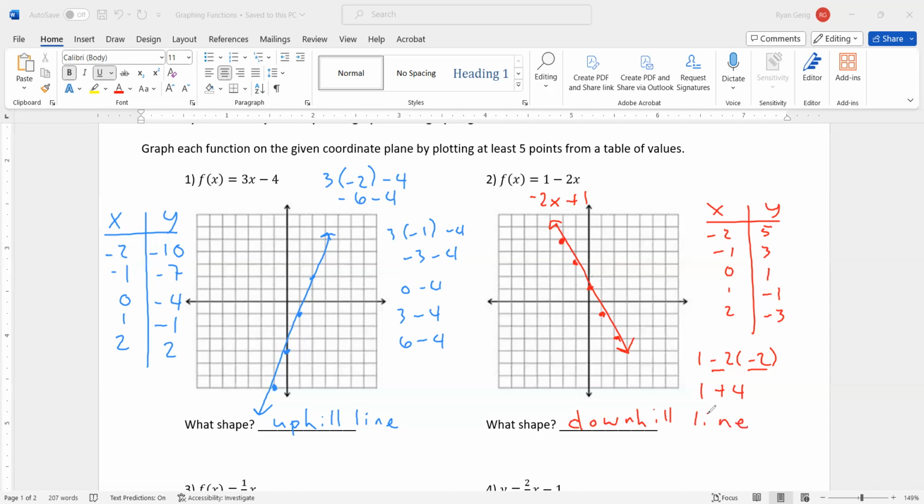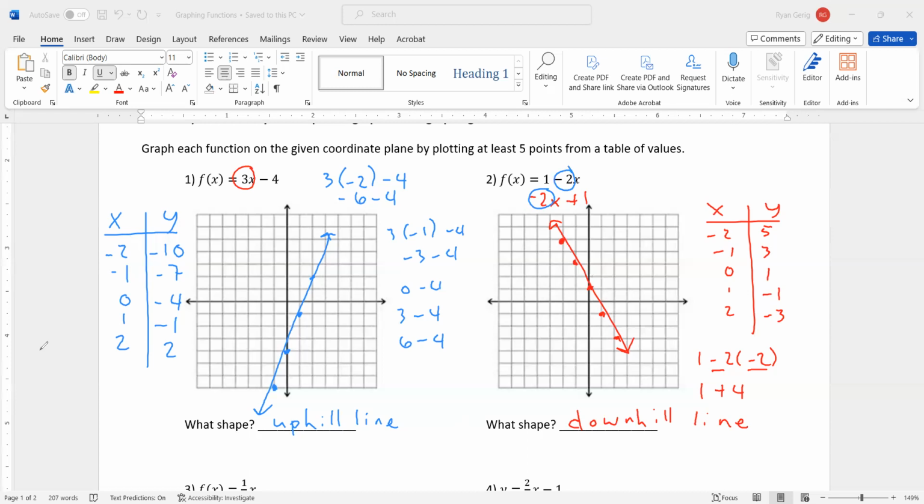Okay. What makes them go uphill and downhill? It's the number in front of x. So in the first one, the number was a +3. That's an uphill line. In the second one, the number in front of x was a -2. That makes it a downhill line. Well, there's also something else that makes it a line, but I won't talk about that until the end.